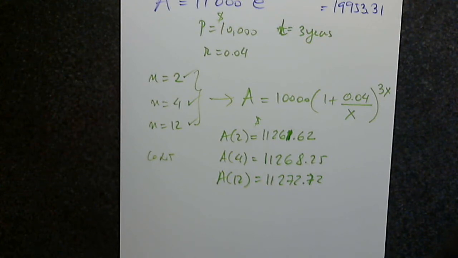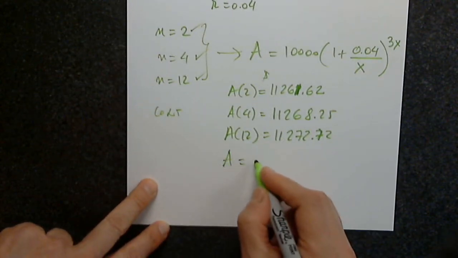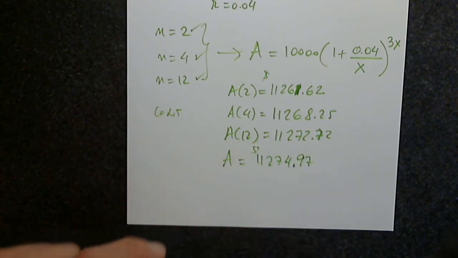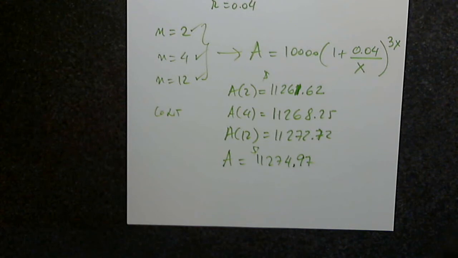So I'm just going to go to 10,000 e to the power, 0.04 times 3, close the parenthesis, and enter. 11,274.97. So A continuously, 11,274.97. And that was problem 2.